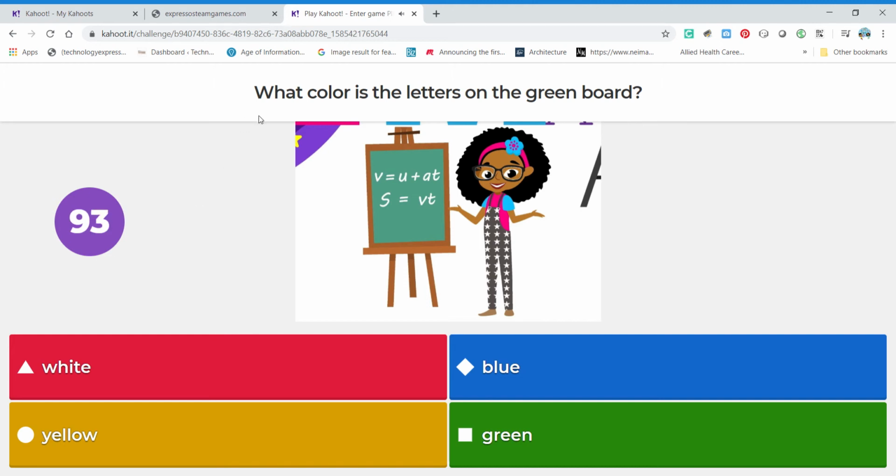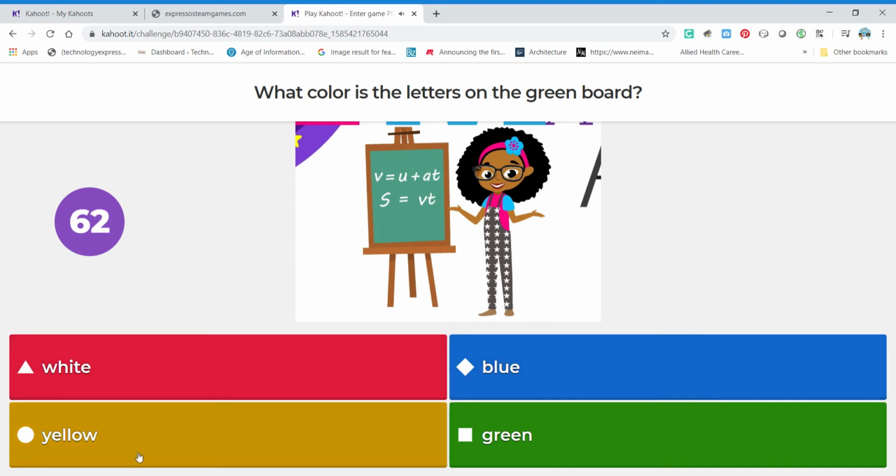Now, what I usually do is I read the question. What color is the letters on the green board? And then I add a little commentary. Now we got a green board and we're talking about these letters. Now, the one thing I put up front is be careful. You want to make sure that you're reading the words, not just going by the background colors. So that word right there is white. The background might be red, but the word is white. So go by the words.